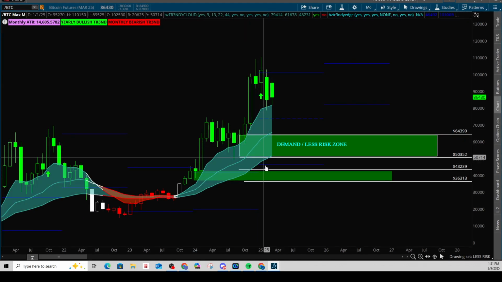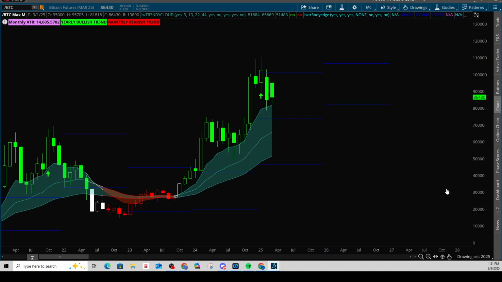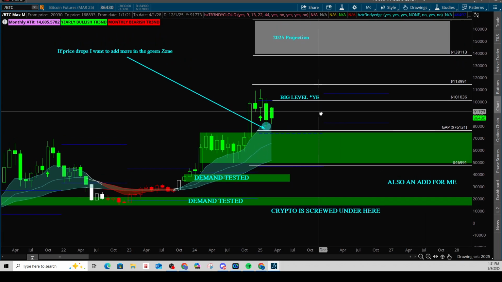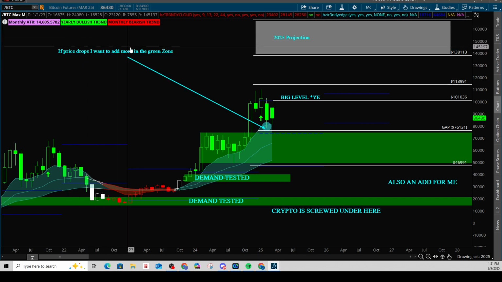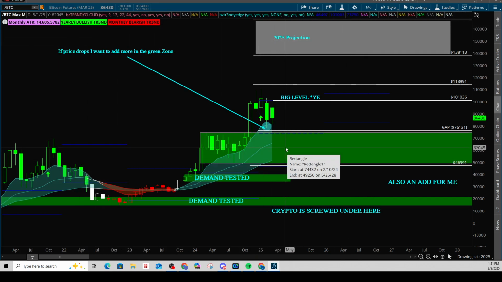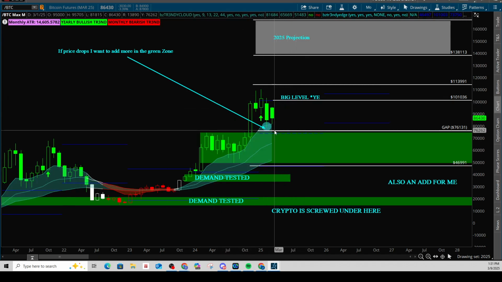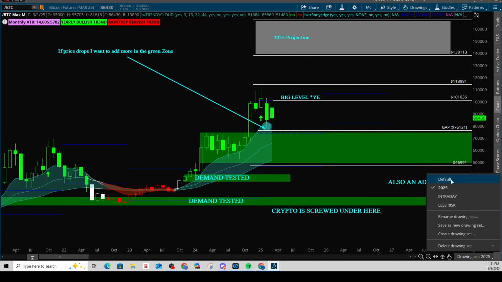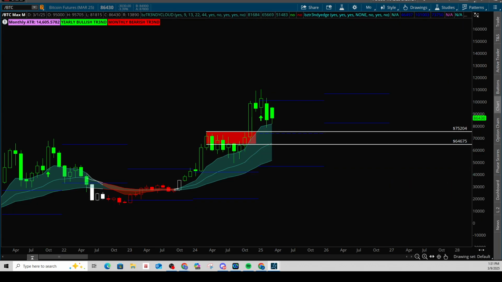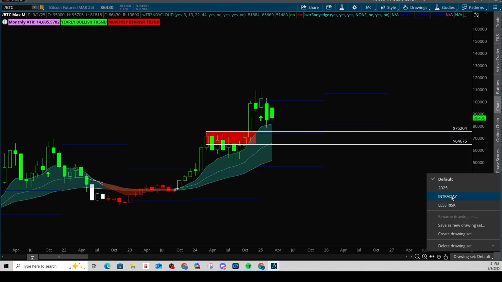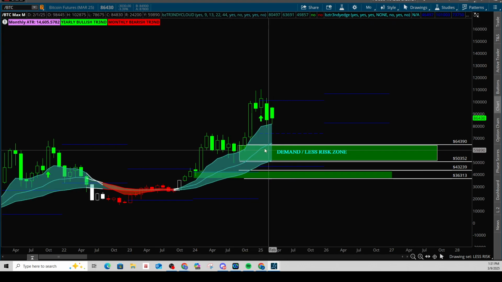I gave you two different charts to look at. If we come over here and do 2025, this is what my eyes are on. If price drops, I want to add more in the green zone. Okay, and the green zone is really wide. So again, going back, I'm giving you less risk, sorry. This is going to be the other zone.